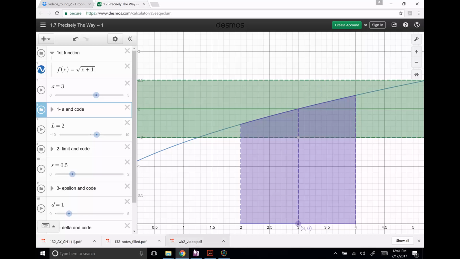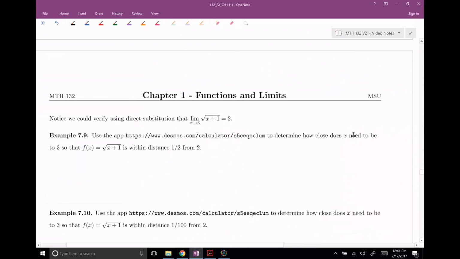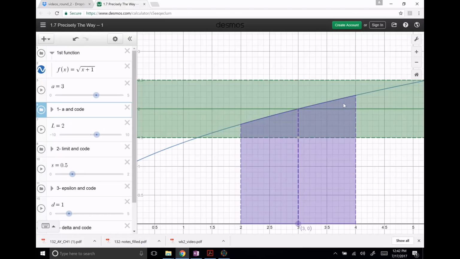So in this case, going back here, again, how close does x need to be to 3? Well, within distance 1 works. So I'm going to go ahead and just write within distance 1 from 3. So again, you can go all the way down to 2, all the way up to 4, but notice when you're in this range from 2 to 4, so long as we're within distance 1 from 3, our function's values are less than a half away from 2.